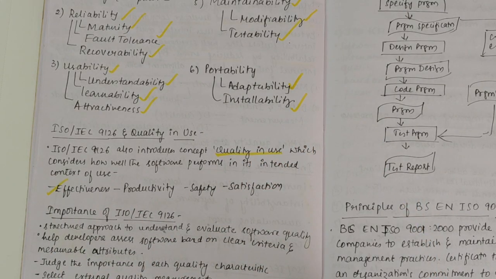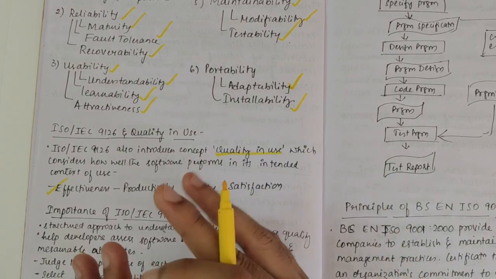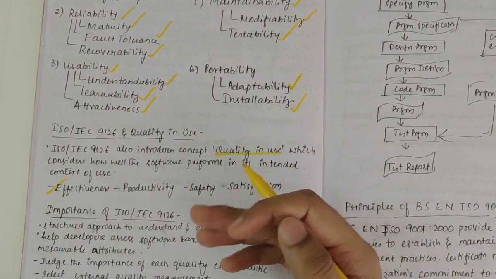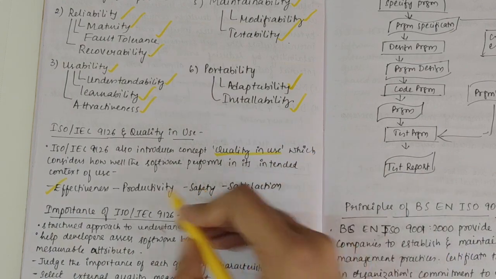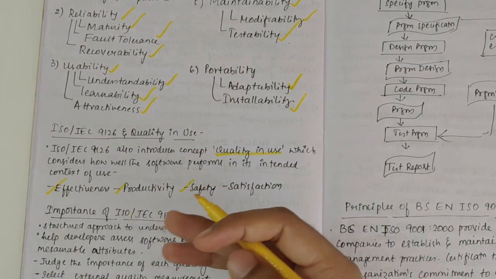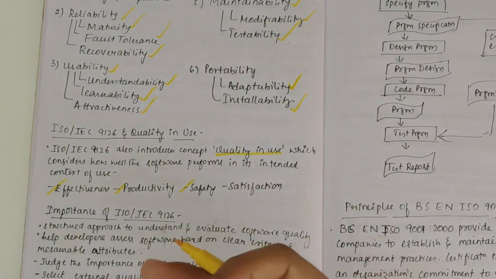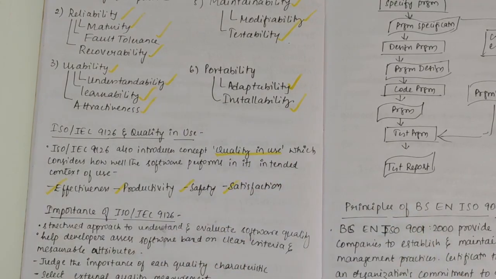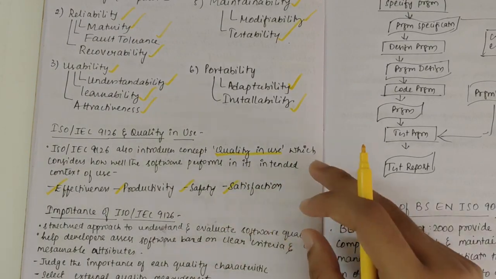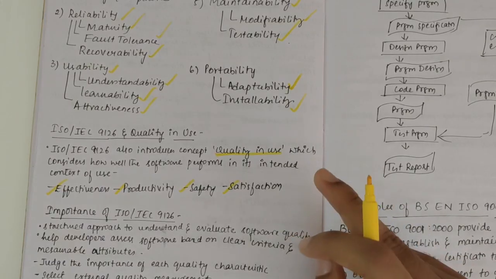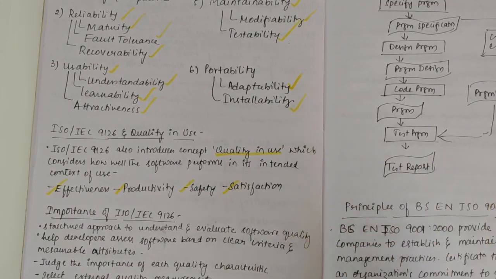Productivity: the efficiency with which the software can make use of all the resources allotted to it and achieve the goals. Then we have safety, that is, it should be secure and there should not be any harm to the data. Then we have satisfaction, that is, user satisfaction is our utmost priority. With this project, the user should be satisfied.